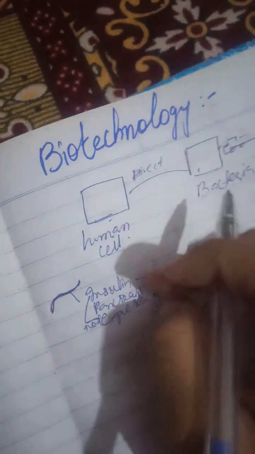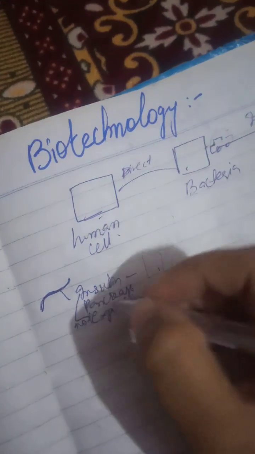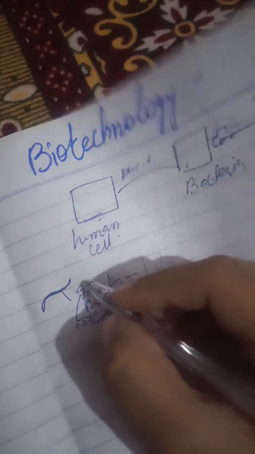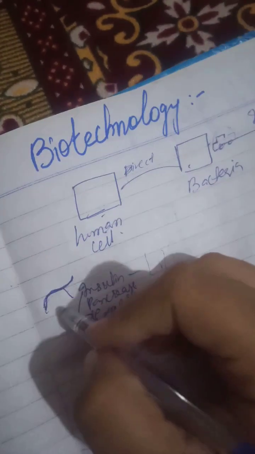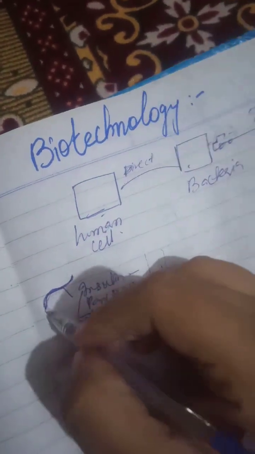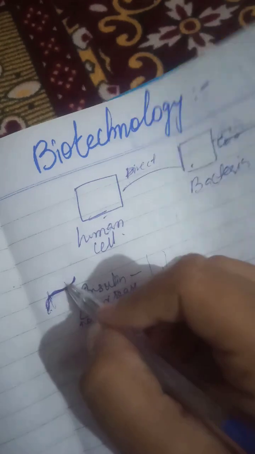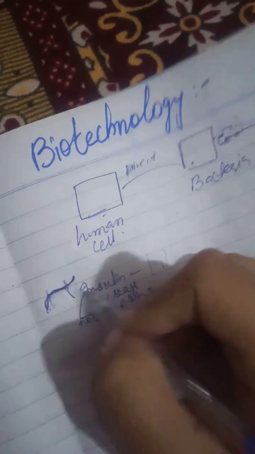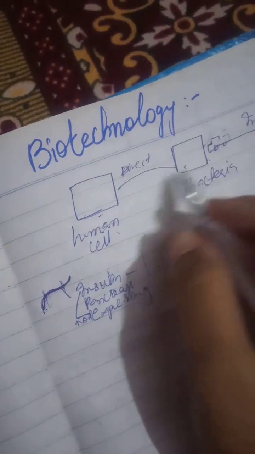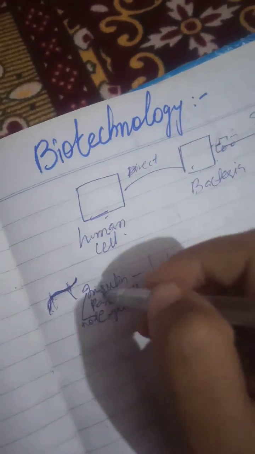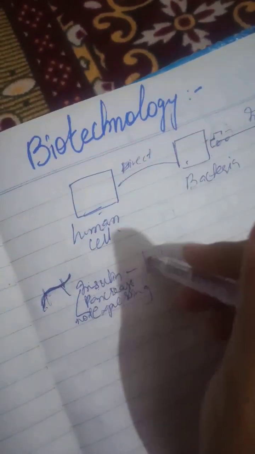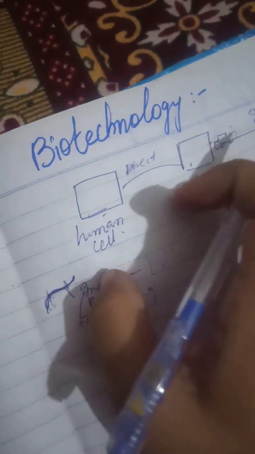So we use biotechnology. We take the specific human gene for insulin, the gene of interest, and add it into the bacteria. The bacteria will then grow and make insulin, so after that we can fill the bottles easily. This is the use of biotechnology in this world.